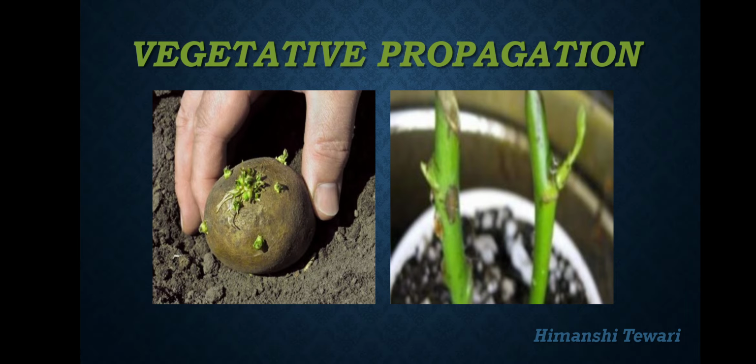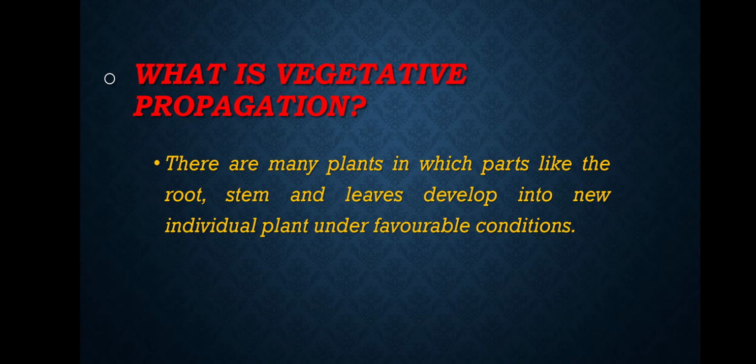Hello everyone, today we are going to deal with the topic vegetative propagation. What exactly does vegetative propagation mean? This is a method of asexual reproduction where only the vegetative parts, that is your leaves, stem and roots of a plant, give rise to a new plant. The reproductive parts of a plant are not involved in this method.